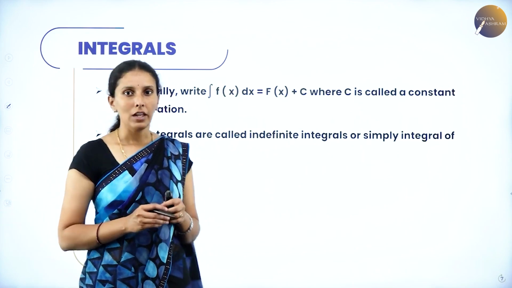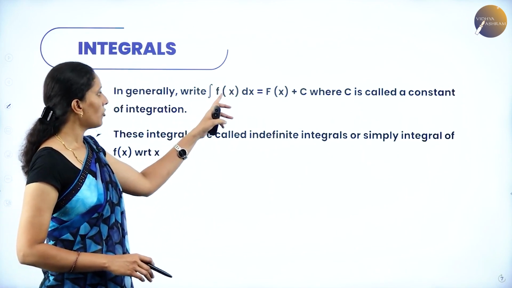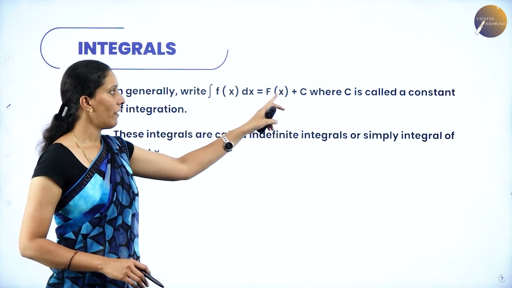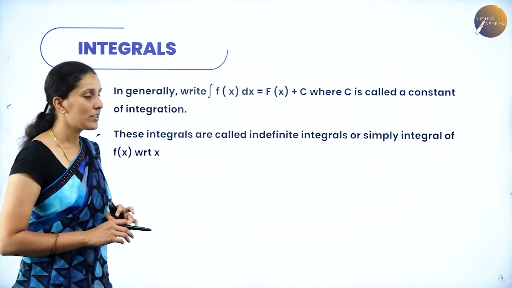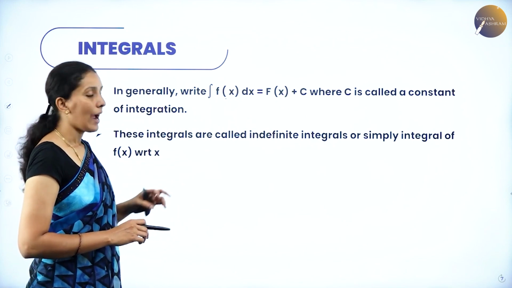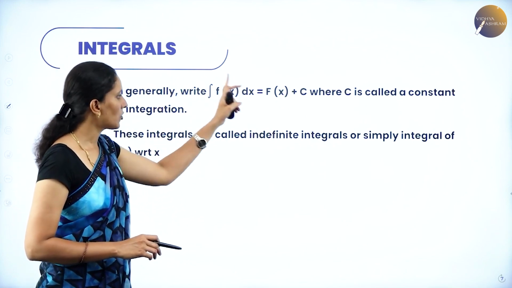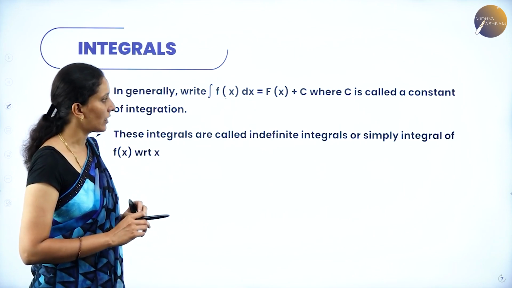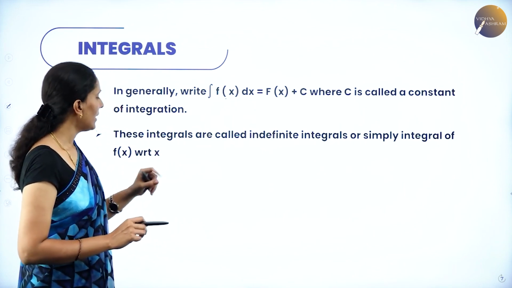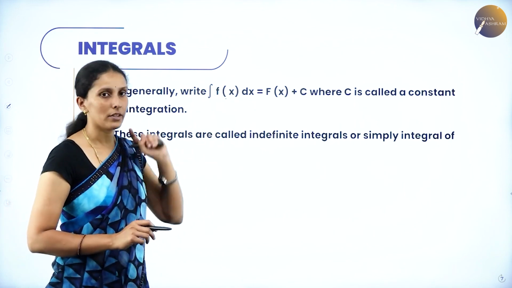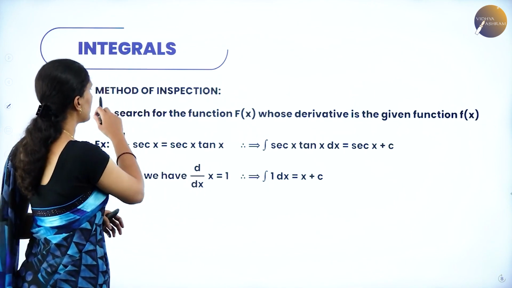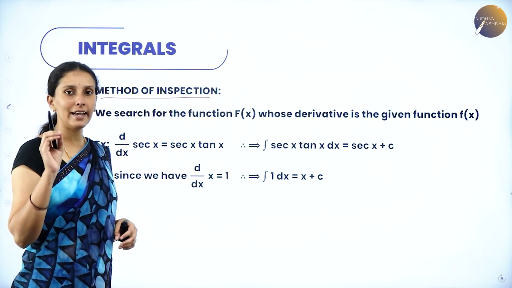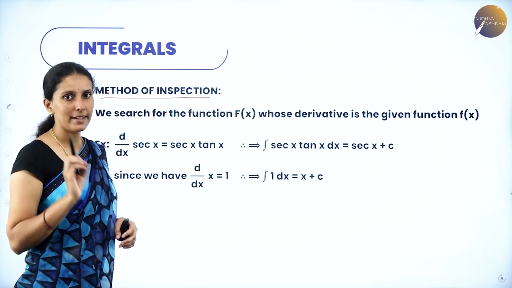So in general, we write integration of f of x dx is equal to F of x plus c, where c is called the constant of integration, and these types of integrals are called indefinite integrals, or simply the integral of f of x with respect to x. Next we have the method of inspection, that is, finding the integral of a function by inspecting.